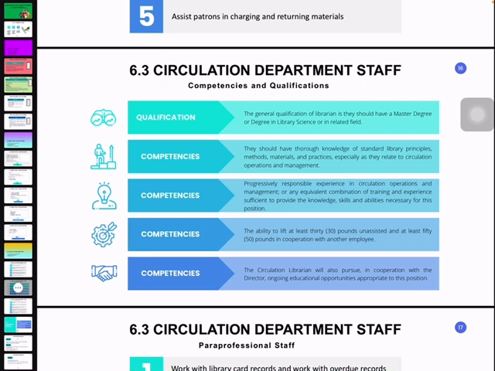For the librarian, they need to have experience. They need to gain experience related to the circulation department, and then they are able to share their knowledge with their subordinates. Maksudnya bila jadi librarian ni, you ada knowledge juga untuk kongsi dengan staff bawahan, dengan assistant librarian and also library assistant.